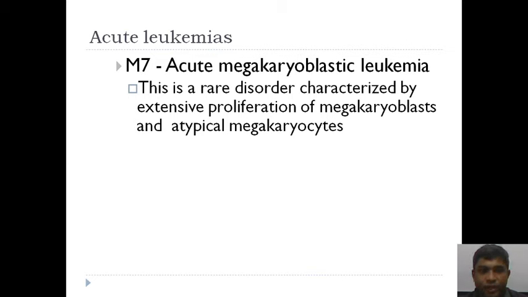M7 is the one where the blasts are of the megakaryocytic lineage. So there is increased megakaryoblast proliferation and presence of atypical megakaryocytes. So these are the different morphological subtypes of AML.